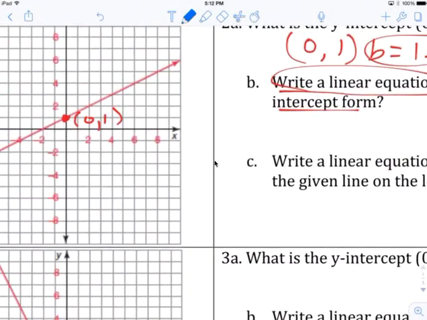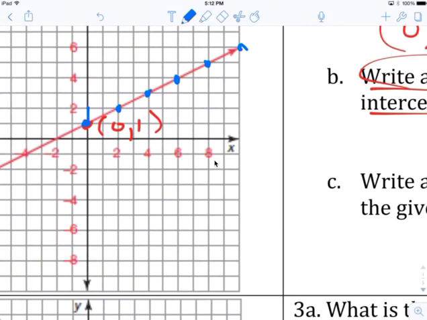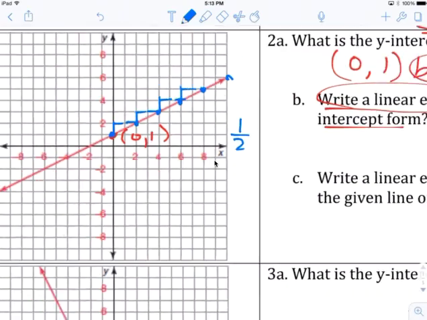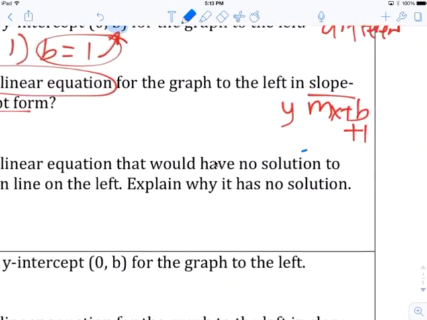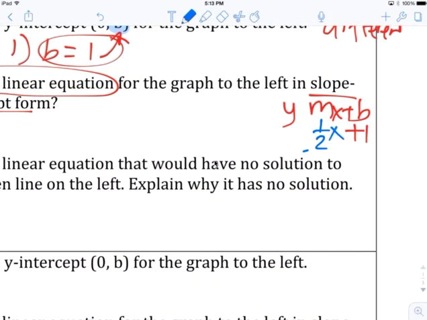Slope, right here. Up 1 over 1, 2. That's your slope. Up 1 over 2 each time, you see? So the slope is 1/2 for this one, x. Y equals that, and that's your answer.